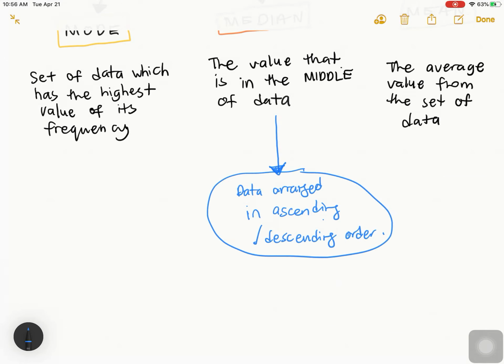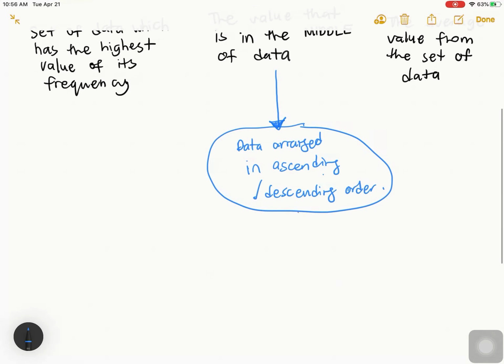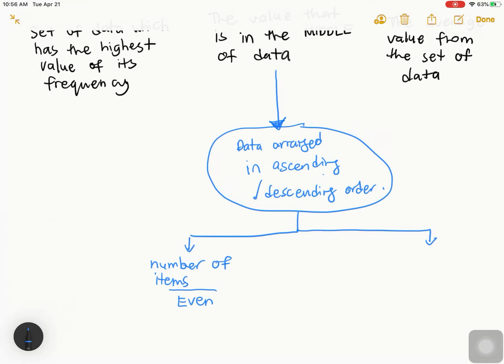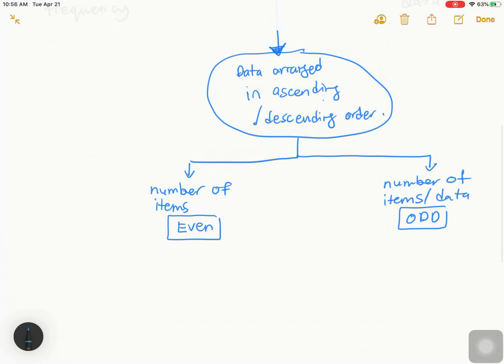Okay, so how do we determine the median? There are two formulas. One is for when the number of data is even, and the other is for when the number of data is odd.